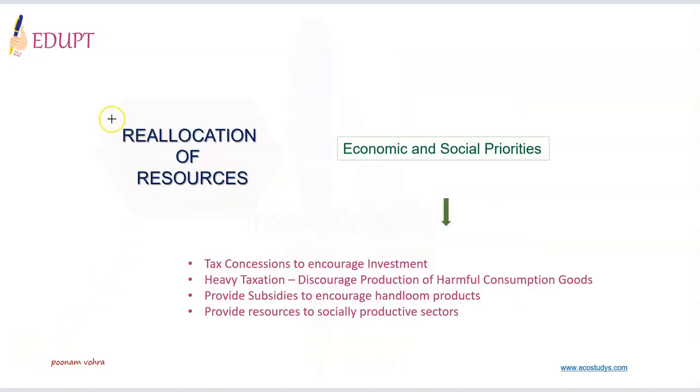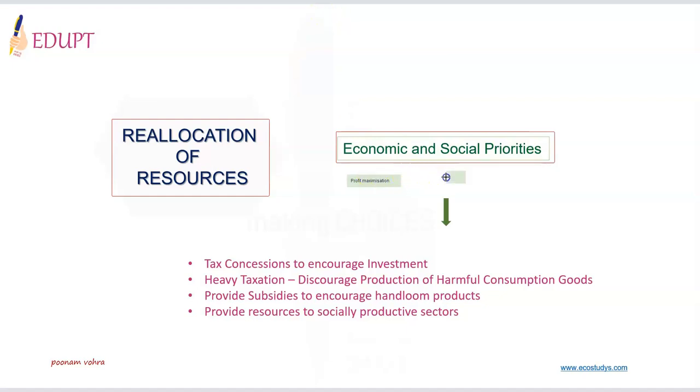Let us understand the objective of reallocation of resources by the government. Government aims to reallocate resources in accordance with economic and social priorities, that is, to have profit maximization and public welfare. Reallocation is done through tax concessions to encourage investment, heavy taxation to discourage production of harmful consumption goods like liquor, tobacco, etc. Provide subsidies to encourage the use of handicrafts or handloom products and provide resources to socially productive sectors where private sector initiative lacks because of either low profits or high investment, like rural electrification, public sanitation, or health and education in the country.